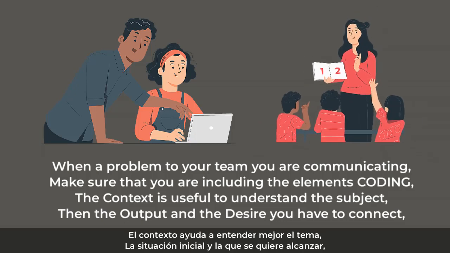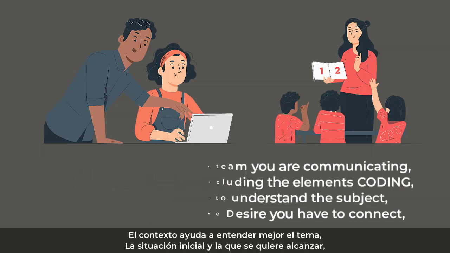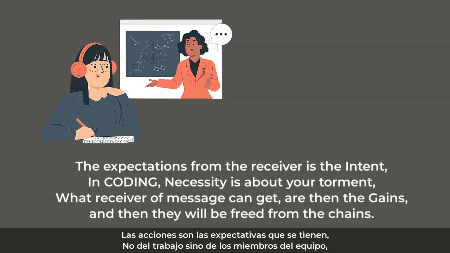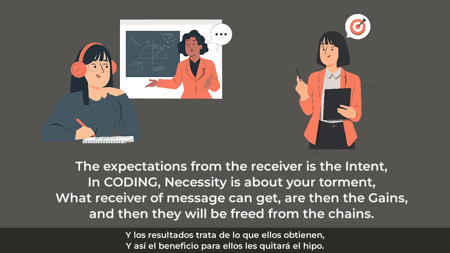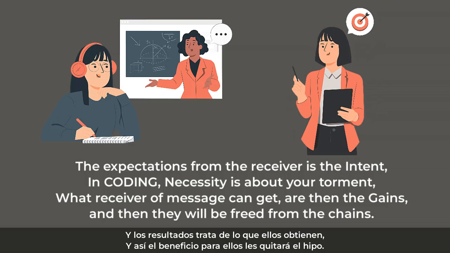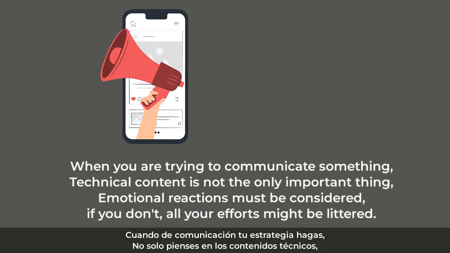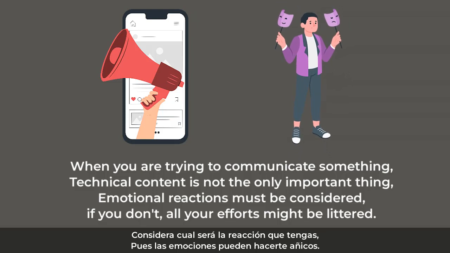The context is useful to understand the subject, and the output and desire you have to connect. The expectations from the receiver is an intent. Encoding necessity is about your torment. What the receiver of the message can get are then the gains, then they will be free from their chains. When you are trying to communicate something technical, content is not the only important thing. Emotional reactions must be considered. If you don't, all your efforts might be littered.